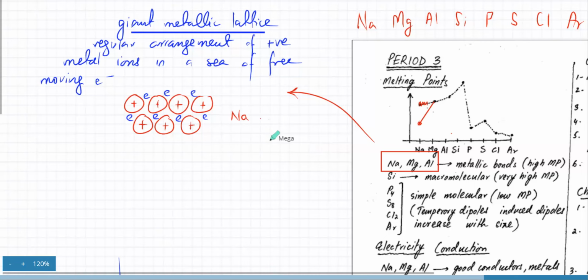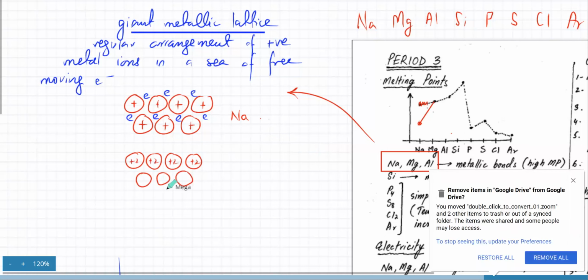When you move to Mg, the thing that would change is that the size of the metal ions would also decrease. Plus, there's going to be a plus 2 charge, and there would be more delocalized electrons. So each Mg is going to produce a lot more delocalized electrons.